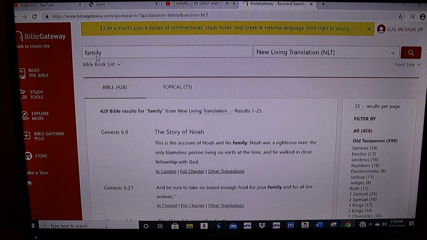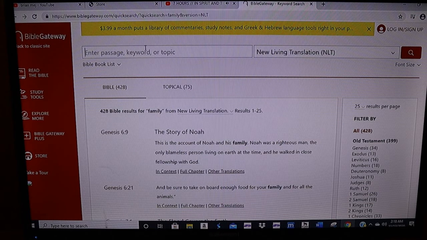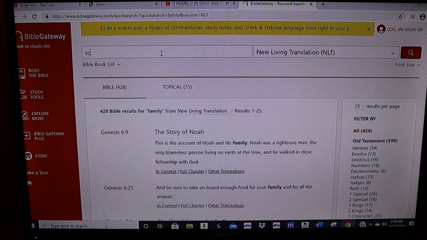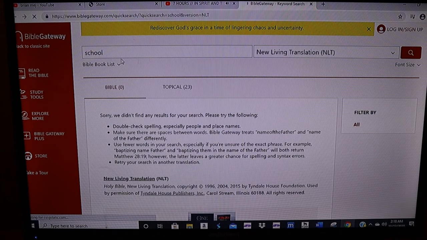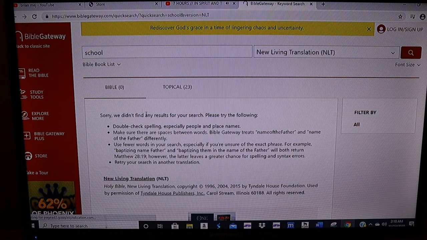So that's an example of how to study by topic, and that includes whatever topic, whatever the word is. If you happen to type a word and there's no results, try to find a word that's synonymous with that initial word you typed in. For example, if you typed in school and nothing popped up, let me see. I type school and it says, sorry, we didn't find any results.